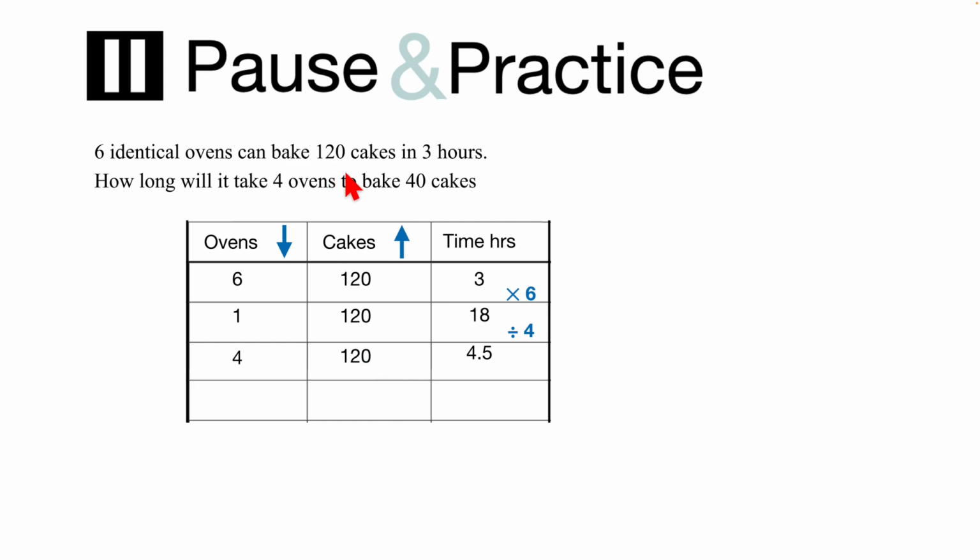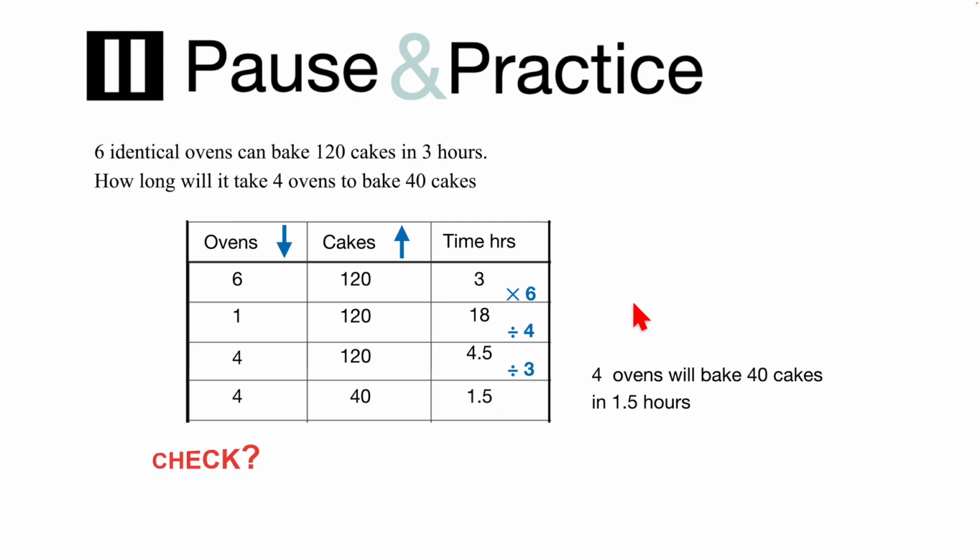And I'm going to get the 120 cakes down to 40 by dividing by 3. So that'll take the time down by a factor of 3. We divide by 3, 1.5, and we've still got 4 ovens. So 4 ovens to bake 40 cakes will take 1.5 hours.